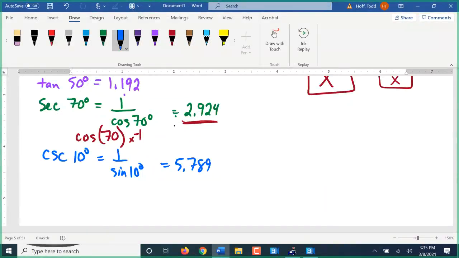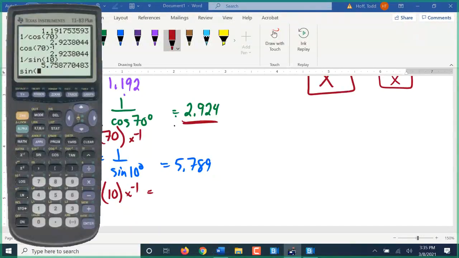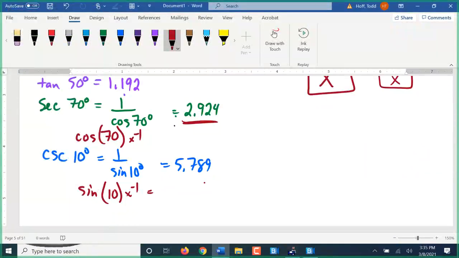But there's a simpler way again. I can do the sine. It'll give me the parentheses. Type in the 10, close parentheses, and hit that x negative 1 again. Sine 10, close parentheses. Get my reciprocal key, and see there it is, 5.789, sorry, 5.759 is what that is. X negative 1 key.